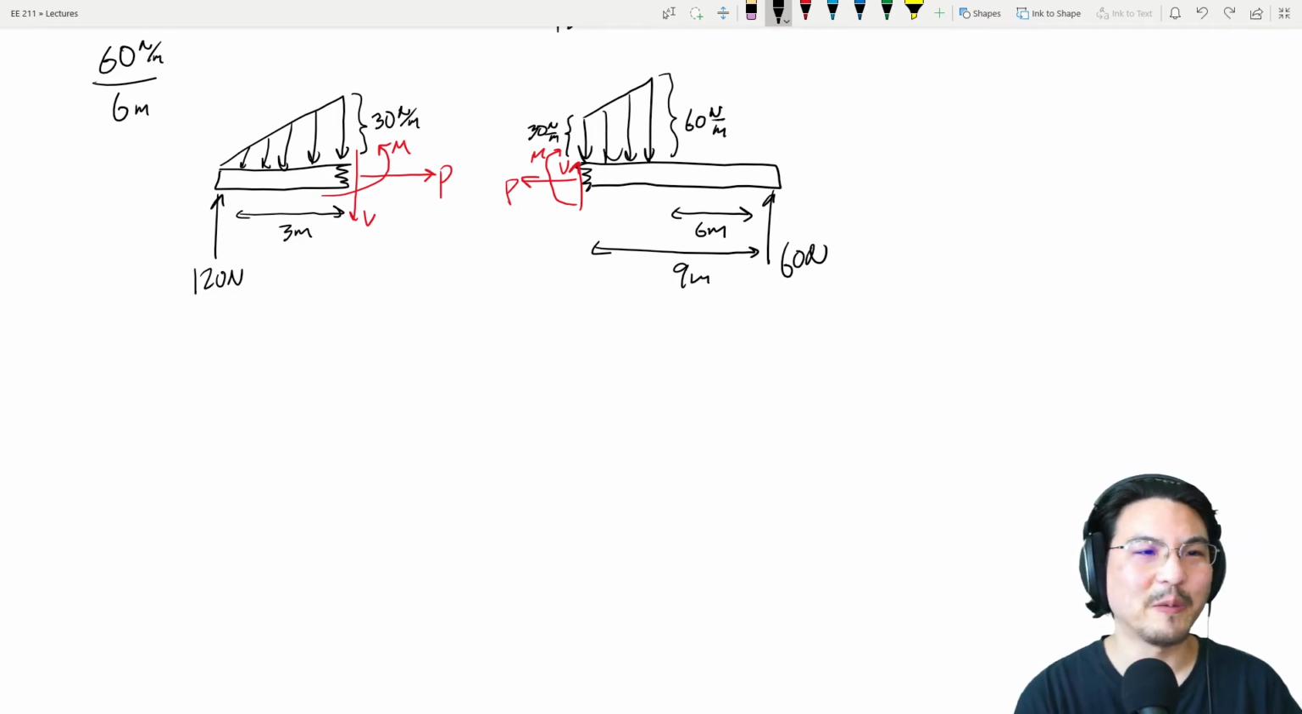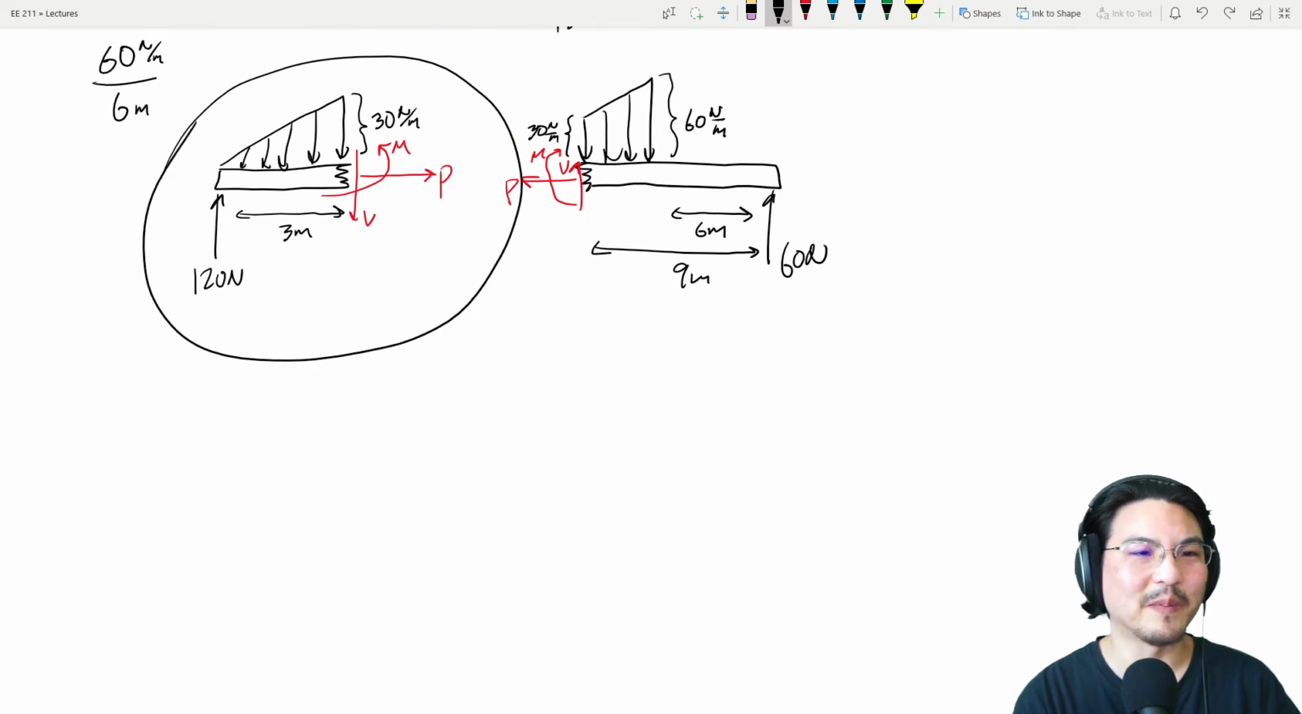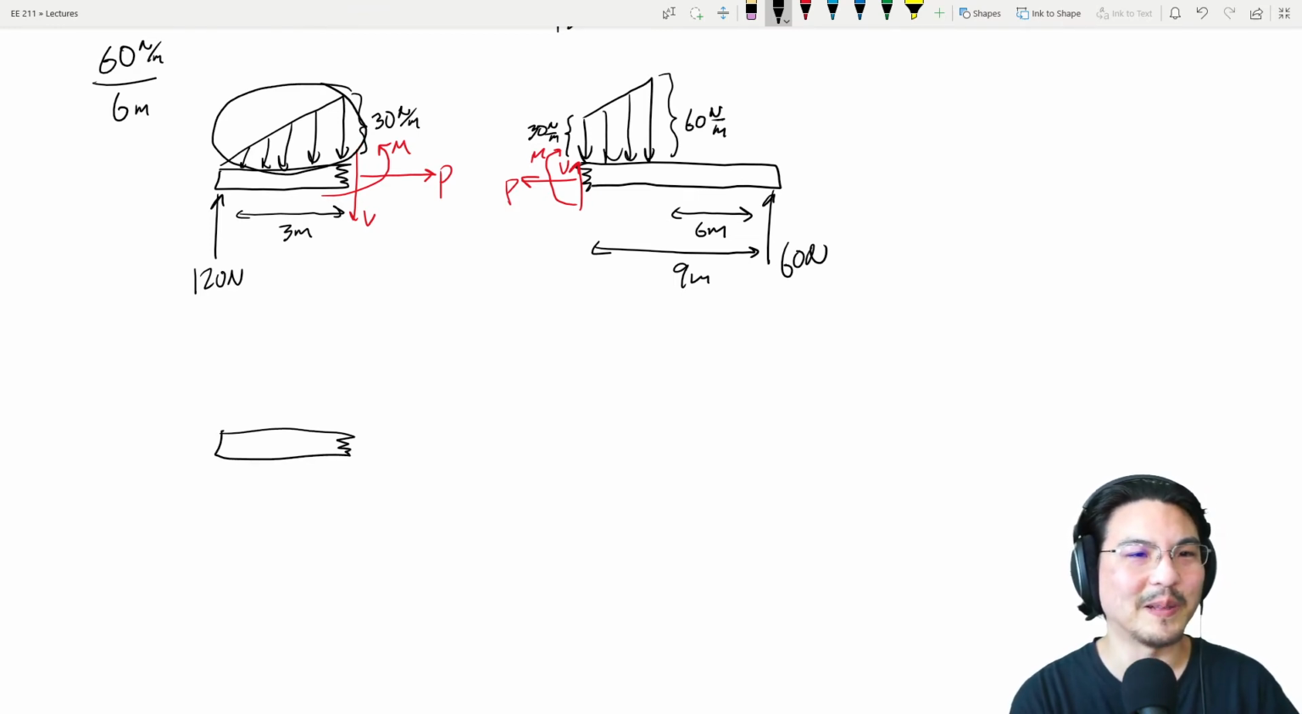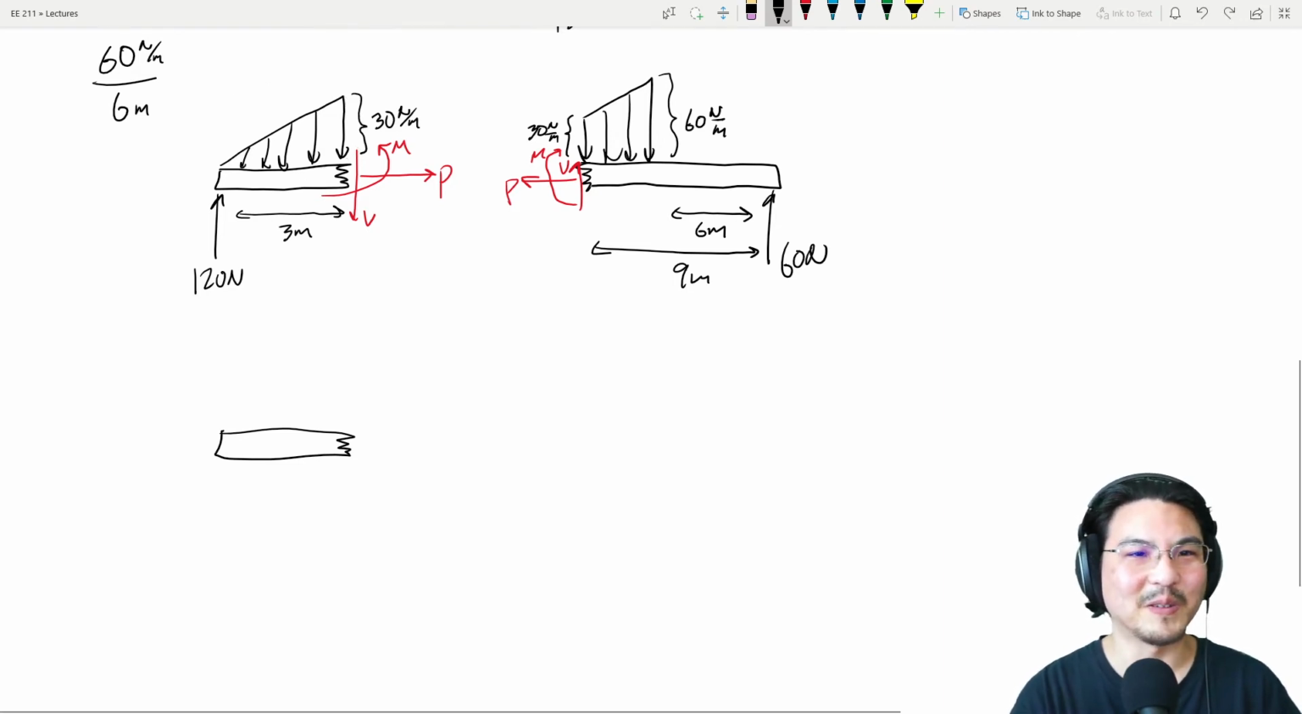So now that we have the free body diagram like this, now it's okay to represent this distributed load as a single force. So what would that single force be?